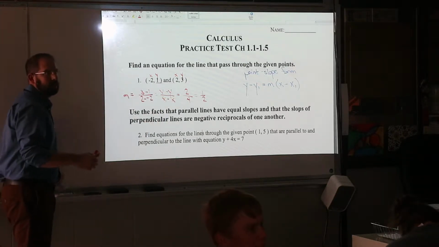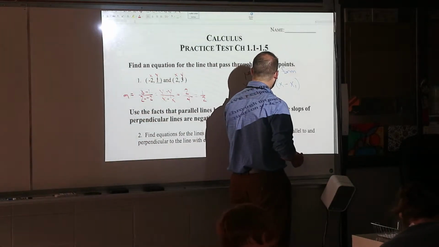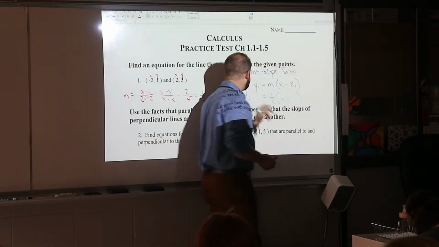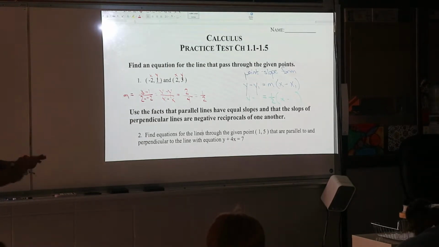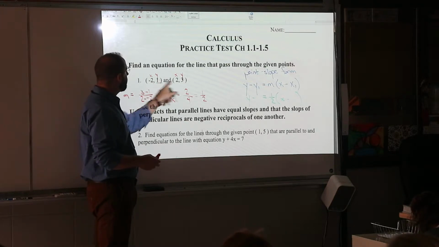Okay, once you have it, I'm going to plug my numbers in. So I'm going to plug in my half. And now I've got to plug in my numbers. What I need is to take out the x1 and the y1 and plug in one of the coordinates. One of the coordinates here, it doesn't matter which one you use.